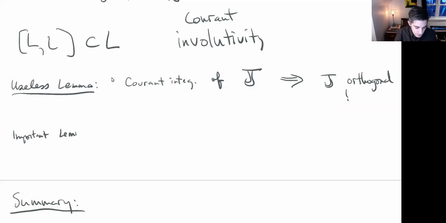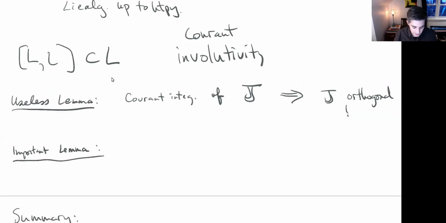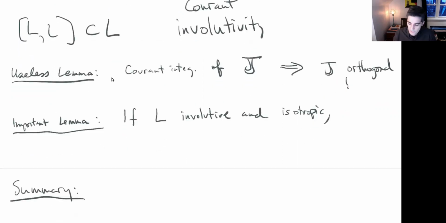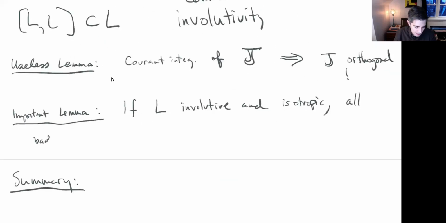I should have said this; if I had prepared this lecture, I would have said it without delay. I would have said that right away we can see that if L is involutive and isotropic, all the bad terms, all the failure terms, all bad behavior of the bracket vanishes. Right. And we get a Lie bracket.